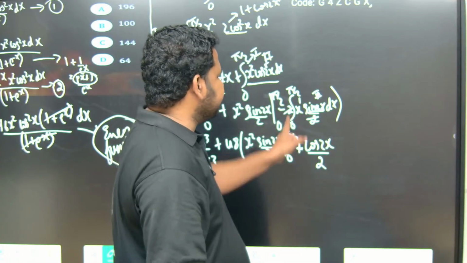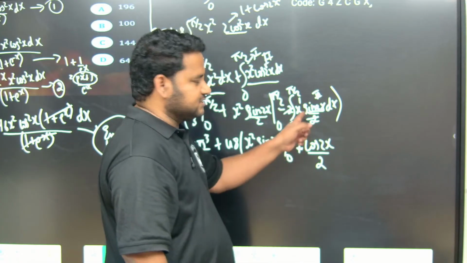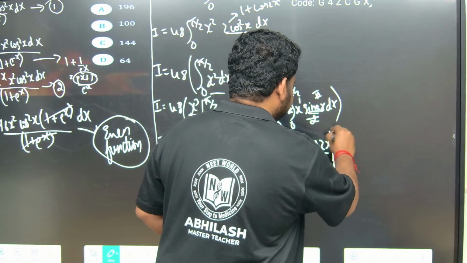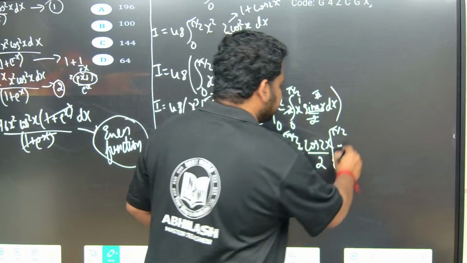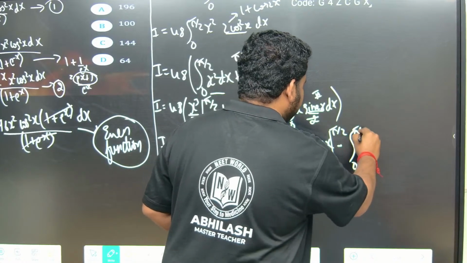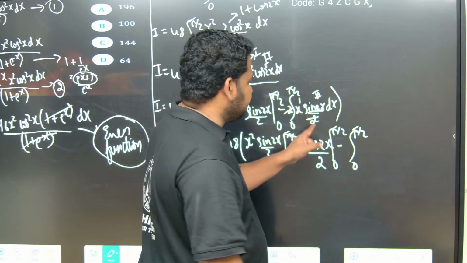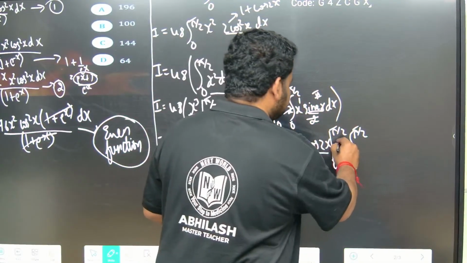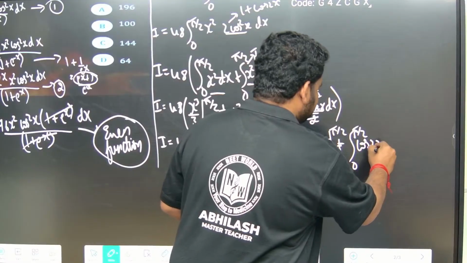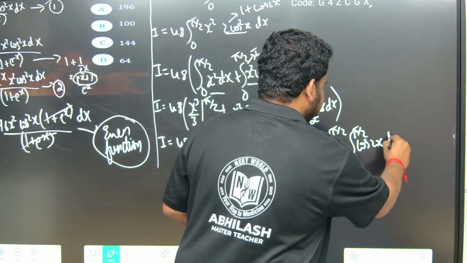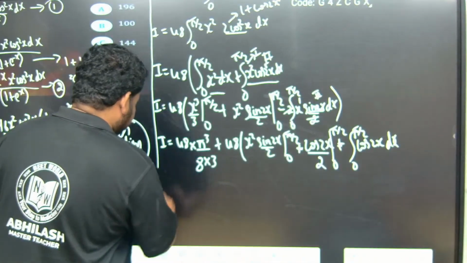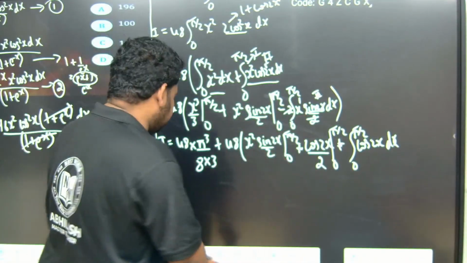Again integral of 0 to pi by 2, what will I have? d by dx of x is 1, and integral of sin 2x is nothing but minus cos 2x. This will become plus cos 2x dx. Now first let me integrate completely, then apply the limits.